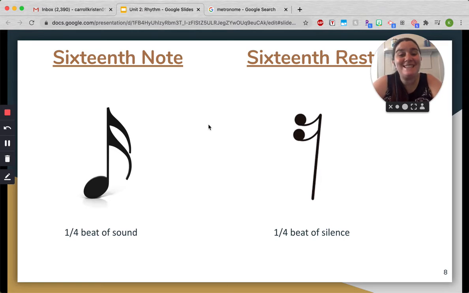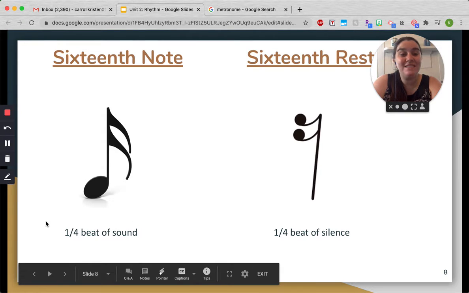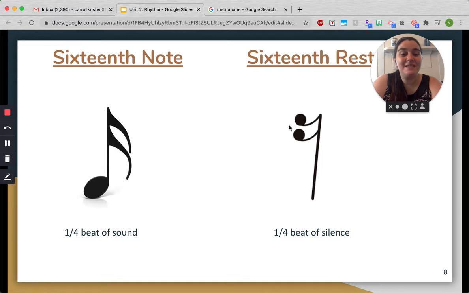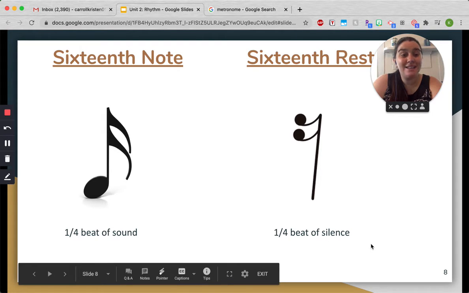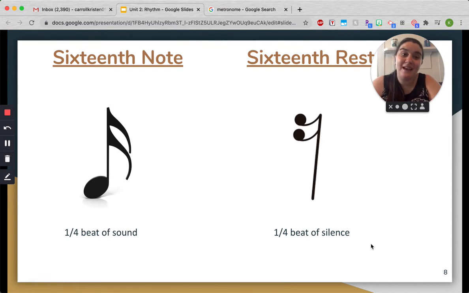We also have 16th notes, and it kind of looks like our eighth note, but there's another flag. There are two flags on our 16th notes, and it's going to be half the duration of an eighth note. So a 16th note has a quarter beat of sound. We also have 16th rests. This is what our 16th rest looks like, just like our eighth rest, but with another little flag. And it gets a quarter beat of silence. So 16th note, quarter beat of sound. 16th rest, quarter beat of silence.